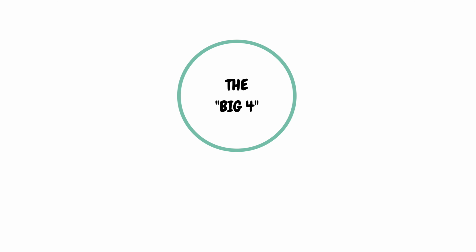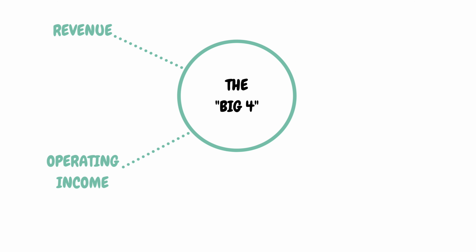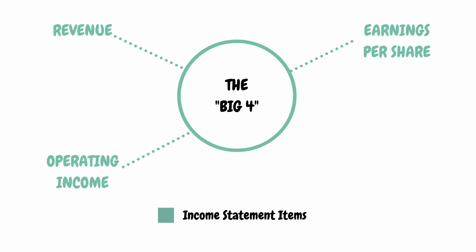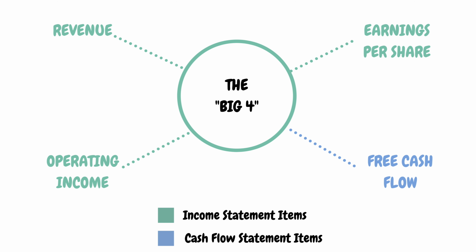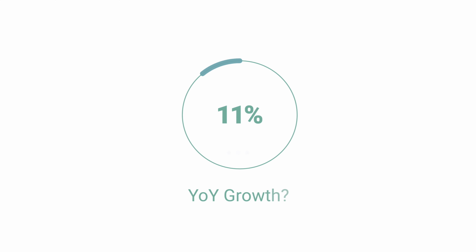So obviously we now need to compare the current financial results to Etsy's past results. And I usually look at what I call the big four first. That's revenue, operating income, earnings per share. Those three are all income statement items. And finally, free cash flow, which is an item you can find on a company's cash flow statement. Now obviously I will keep it fairly simple here, but what you basically want to do is check whether the big four are growing.